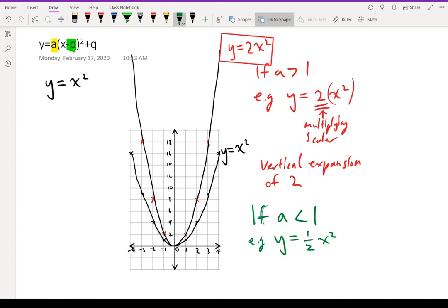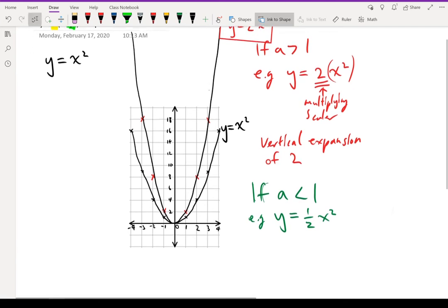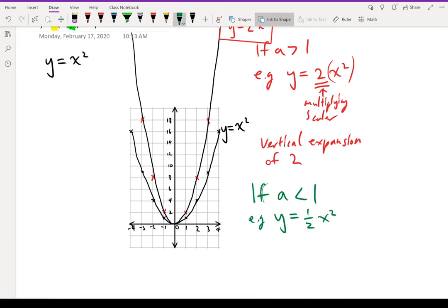What this means is every single value is now halved. Originally, if I have 1 for x, 1 squared is 1, and half of 1 is a half. So in my graph, the value at 1 will be half. Then at 2, 2 squared is 4, and half of 4 is 2. And same with 3: 3 squared is 9, but half of 9 is 4.5, which is over here.